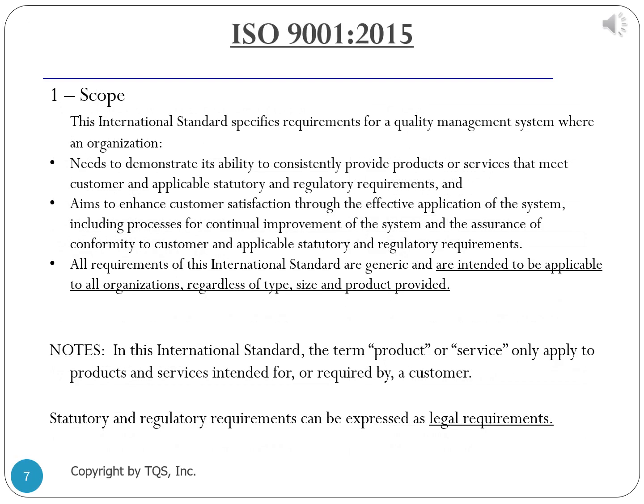The scope defines how and when the ISO 9001-2015 standard is applied to an organization. This standard is used by an organization to enhance customer satisfaction. All requirements of this international standard are generic and are intended to be applicable to all organizations, regardless of type, size, and product provided. Statutory and regulatory requirements are mentioned throughout this standard and are referred to as legal requirements.